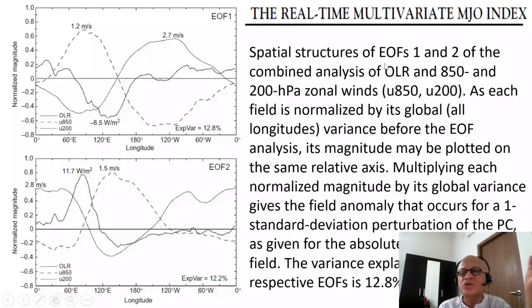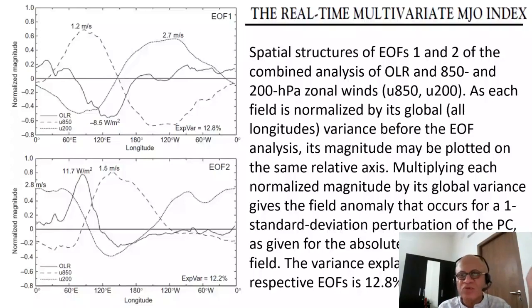This is showing the spatial structures of the EOF 1 and 2 of the combined analysis of OLR, which is outgoing long wave radiation, as you probably know already, and the vertical shear, so 850 hectopascal and 200 hectopascal zonal winds. As each field is normalized by its global variance before EOF analysis, its magnitude may be plotted on the same relative axis. Multiplying each normalized magnitude by its global variance gives the field anomaly that occurs for a one standard deviation perturbation of the principal component, as given for the absolute maxima of each field.